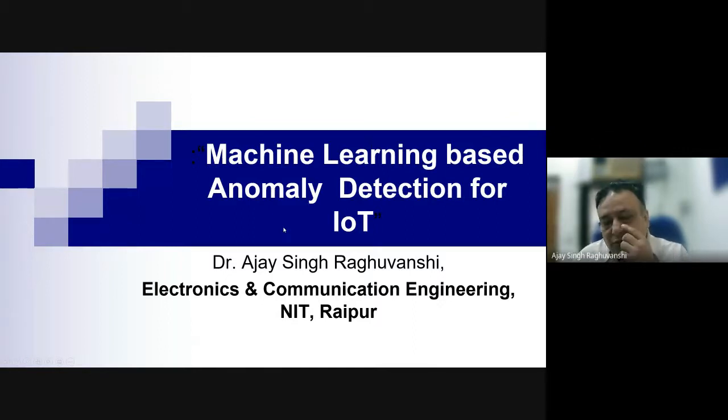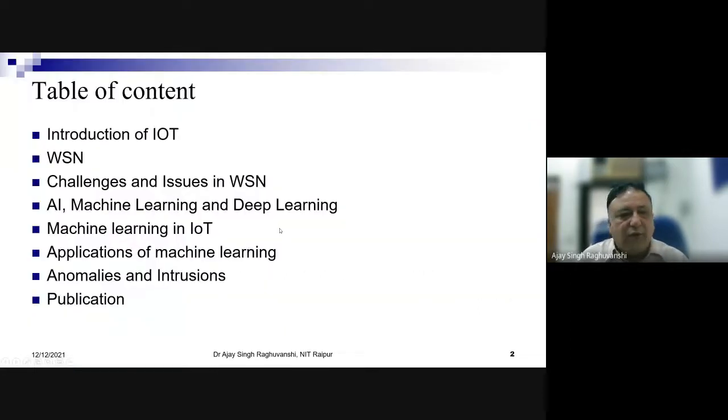The topic that I'm going to touch upon is machine learning based anomaly detection for IoT, Internet of Things. This is the table of contents, or the way I'm going to deliver this presentation. We start with the introduction of IoT, that is Internet of Things. We'll see what exactly is Internet of Things. Then we'll come to the data gathering part by Internet of Things, which is done by WSN or wireless sensor network. Then we'll look at the challenges and issues in wireless sensor network.